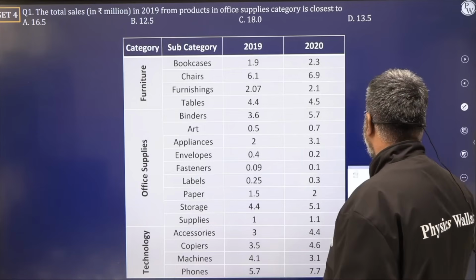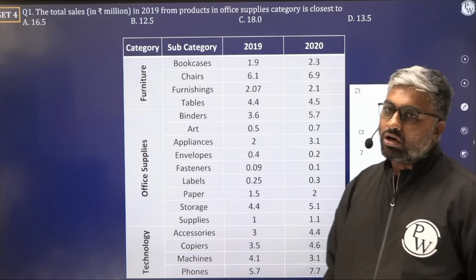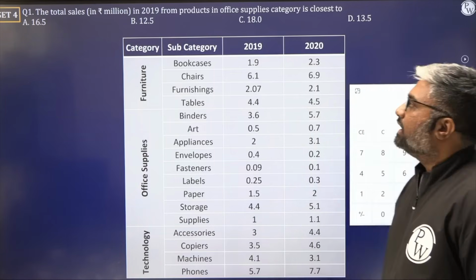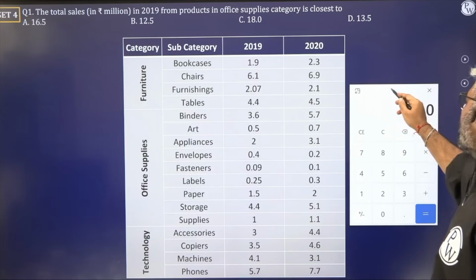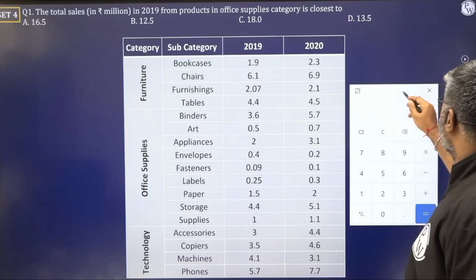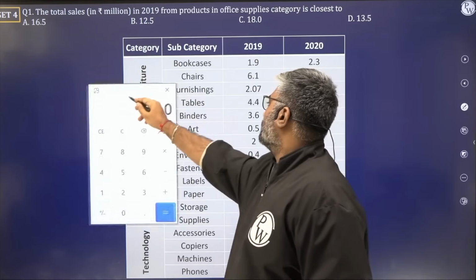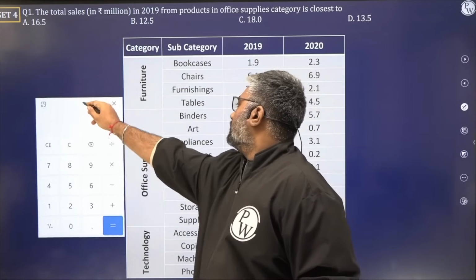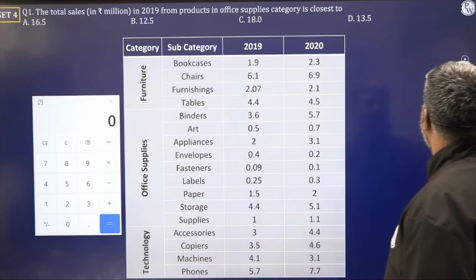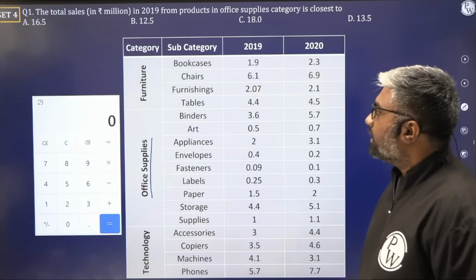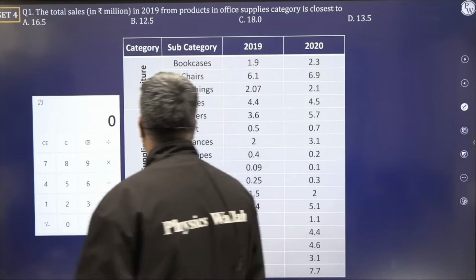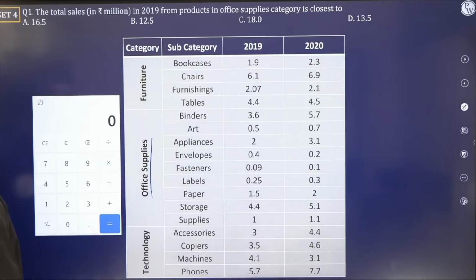If you once have the data, then you should not look back, you should go for it, है ना. Total sales in million in 2019 from products in office supply. So we have office supply, which is this. इसका टोटल मांग रहे हैं. Yes, so चालू करें फिर 2019 का.